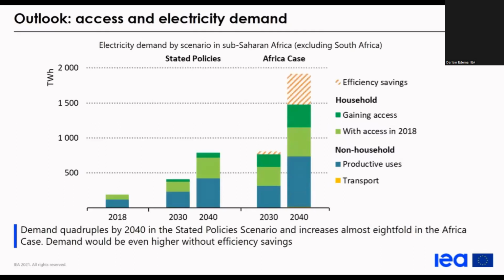depending on the scenario, and also looking at what is the demand coming from people already connected to electricity today and from people gaining access, and then what's the demand for non-household productive use or transport. We can also model efficiency savings. So what will be the demand if we take into consideration strong energy efficiency policies and more efficient appliances and equipment, or if we don't.